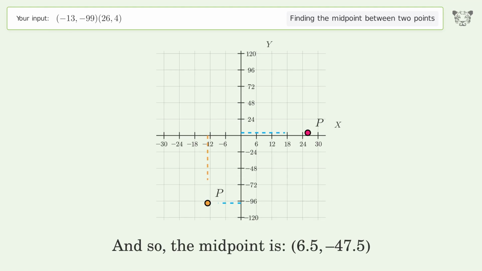And so, the midpoint is 6.5, negative 47.5.